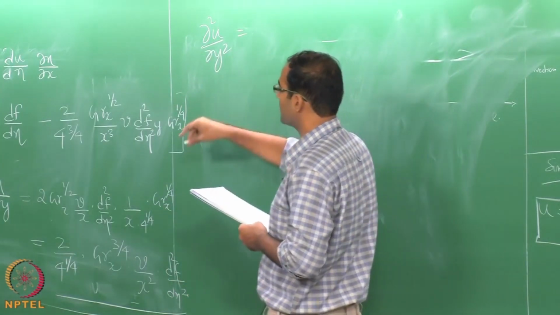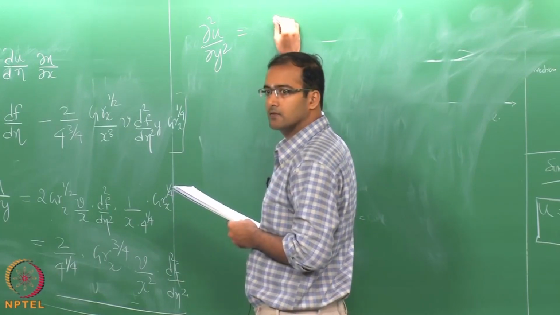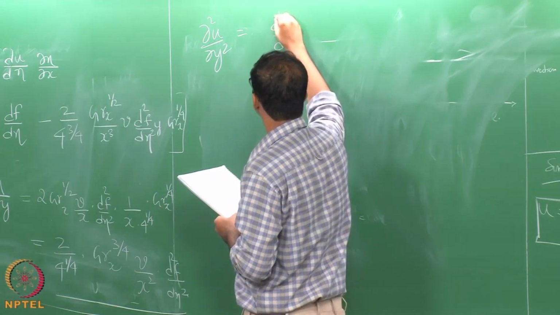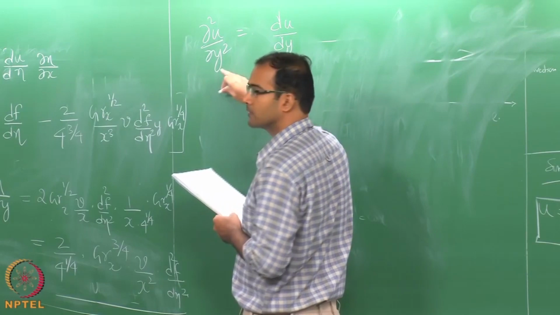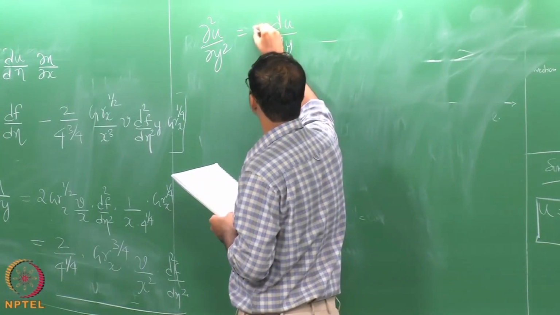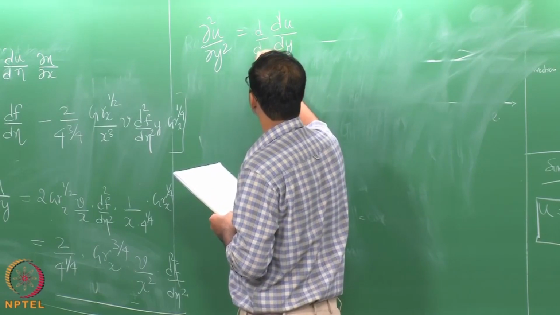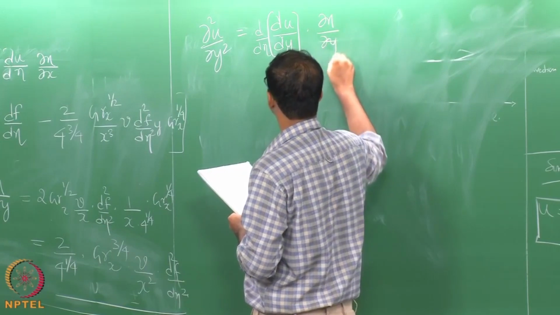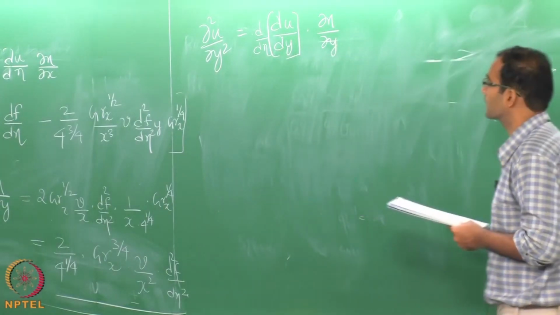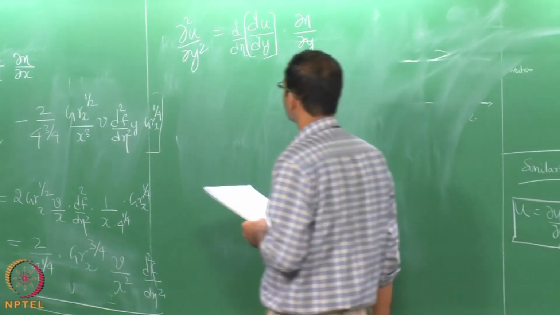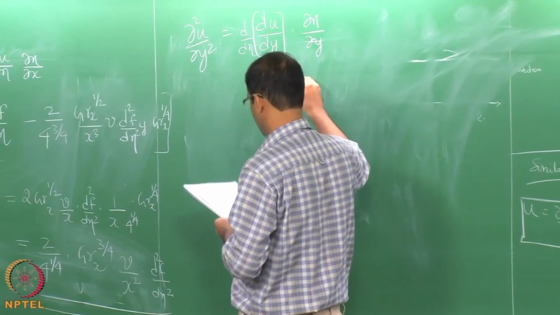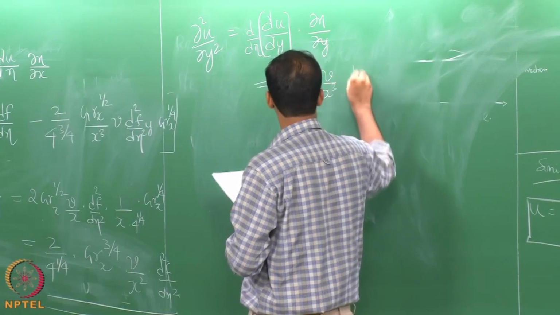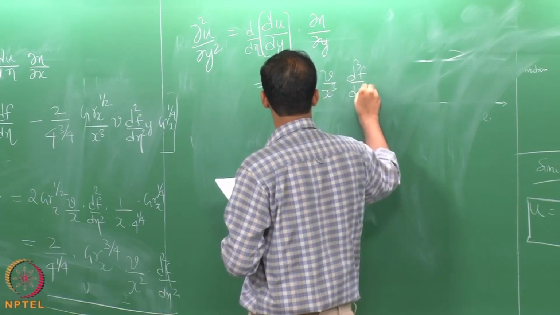So, this is again the same way you can write this as what? You have du by dy, you already have du by dy. So, this will be a function of y only through eta. So, you can write this as d by d eta into du by dy into d eta by dy. So, that comes out to be Grashof number into nu by x cube into d cube f by d eta cube.